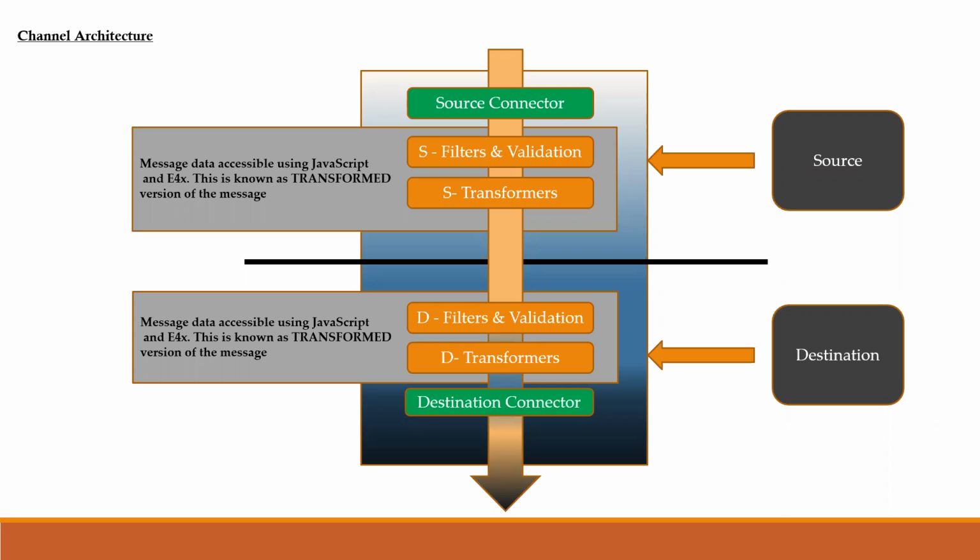If you're not using it, the message will not be transacted through filters and transformers. The filters and transformers will get executed only if there is code in there. If there is no code or no transformation step, then those will not be executed or called when a message is traveling through the channel. So they can bypass this? Yes. If you don't have any code there, the channel will automatically bypass those components.